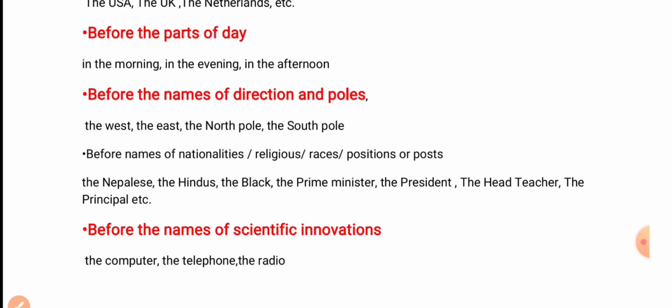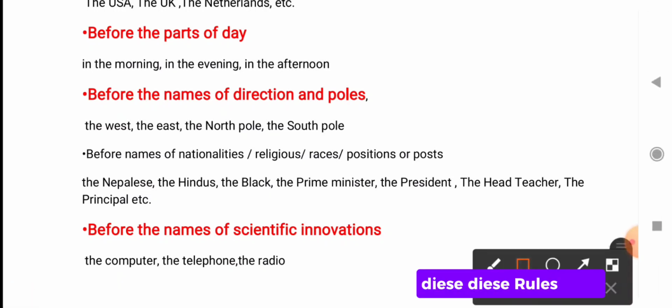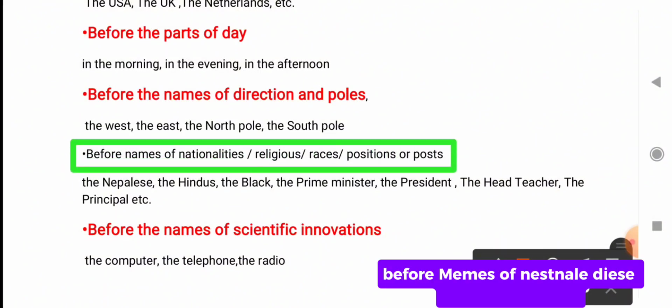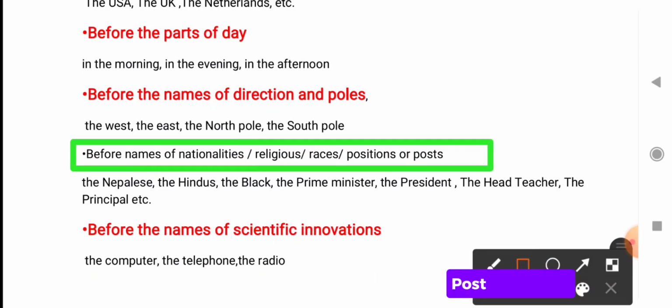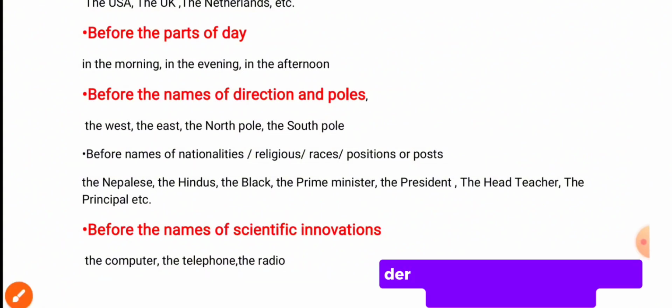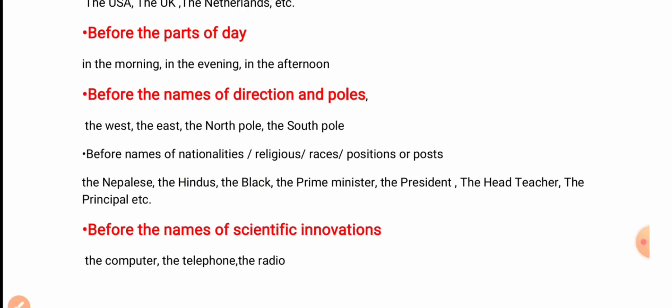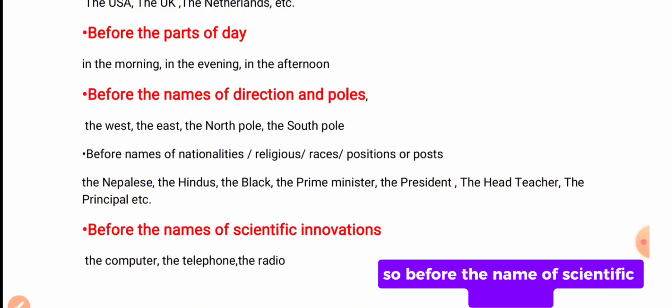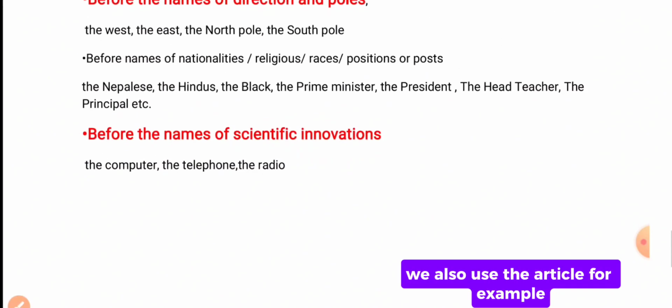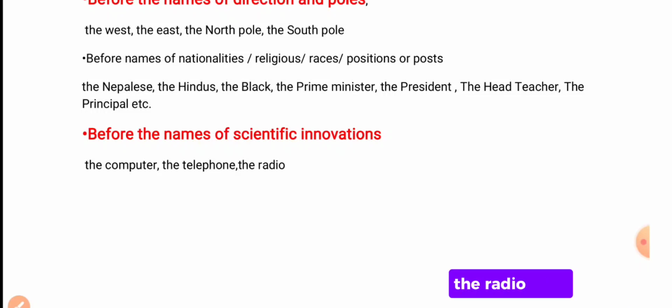So look at here, another rule is here, which is not highlighted. Look, before names of nationalities, religions, races, posts or positions, we use the article. Example: the Nepalese, the Hindus, the black, the prime minister, the president, the teacher, the principal, etc. Before the name of a scientific invention, we also use the article. For example, the computer, the telephone, the radio.